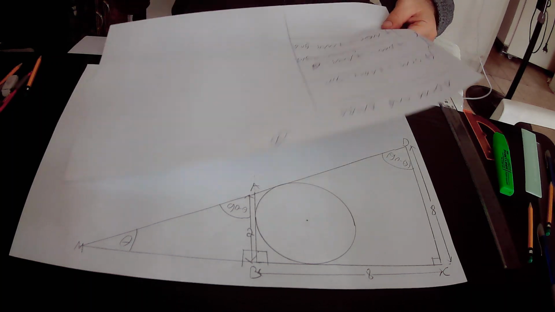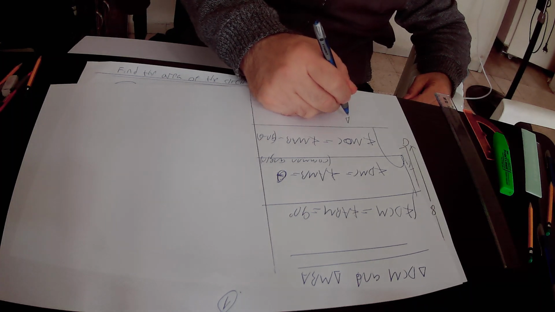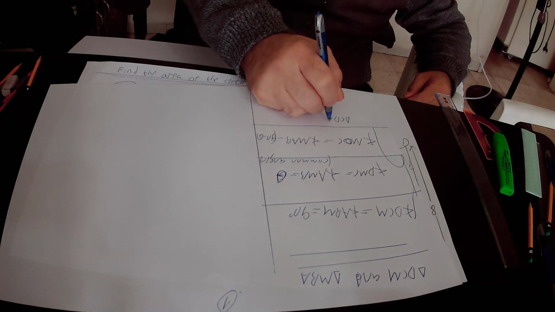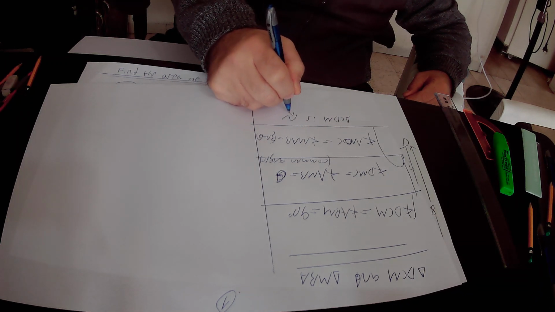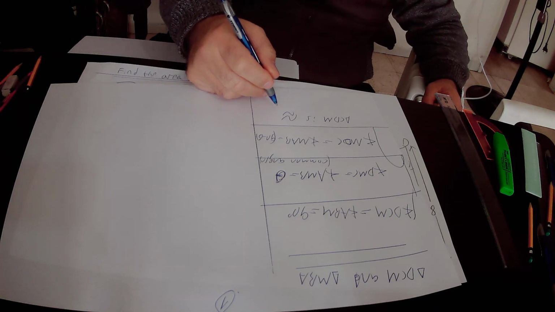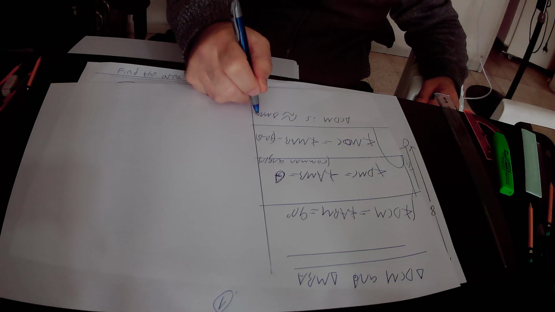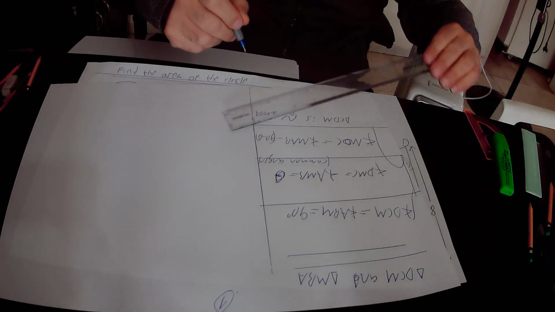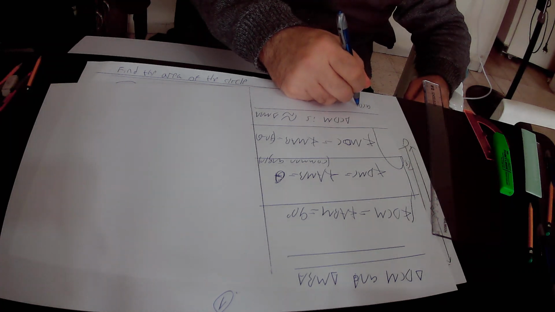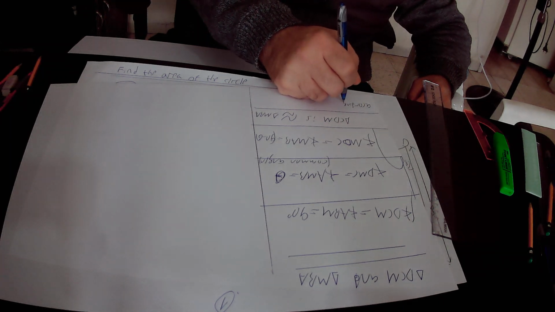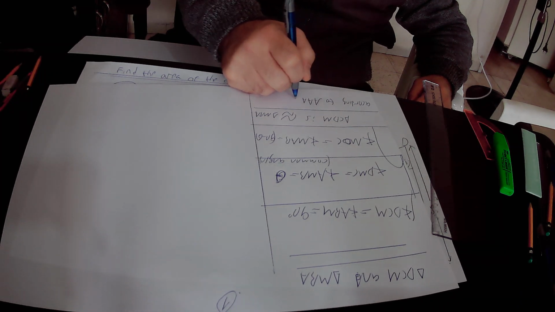So I write it down. The right big triangle CDM is similar, this is the sign of similar, to the right small triangle MBA, according to angle similarity rule.